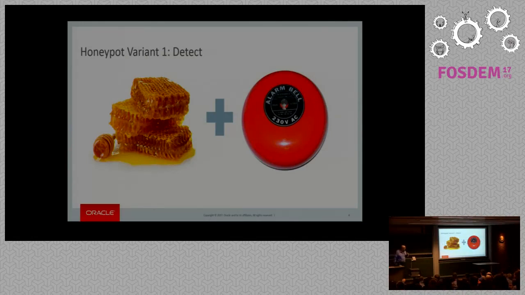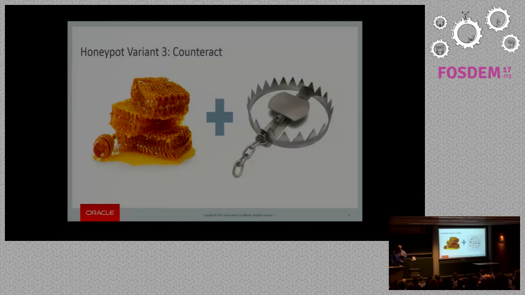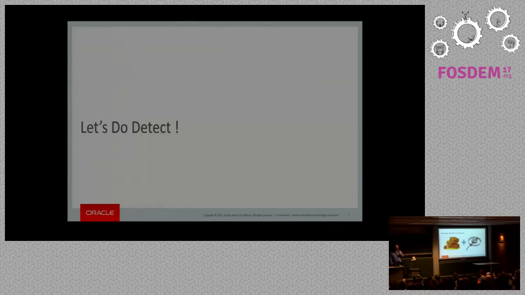All right, so detect. You have something that people want, and you have an alarm attached to it. Whenever somebody tries to access the honey, you get an alarm. That's detecting. Deflecting is a bit different. You still have the valuable parts, but once people start trying to get those things, you get them into fairyland. You show them unicorns, rainbows, flags and all. People think they are doing the real stuff, but they are actually taking a ride in your theme park. And counteract is a bit harsher. There are no unicorns there, just a big old trap. Whenever somebody tries to access the honey, you catch them. That's plain and simple.